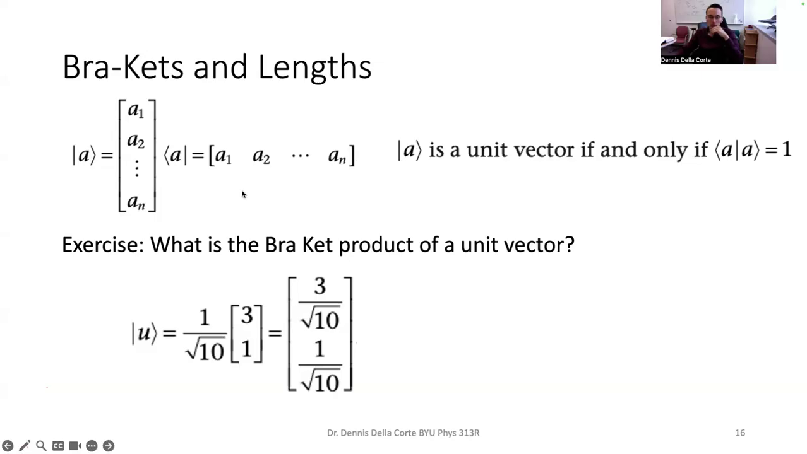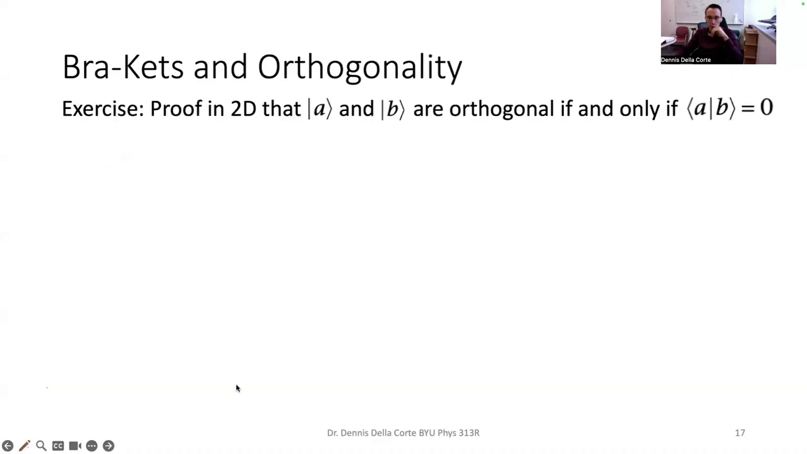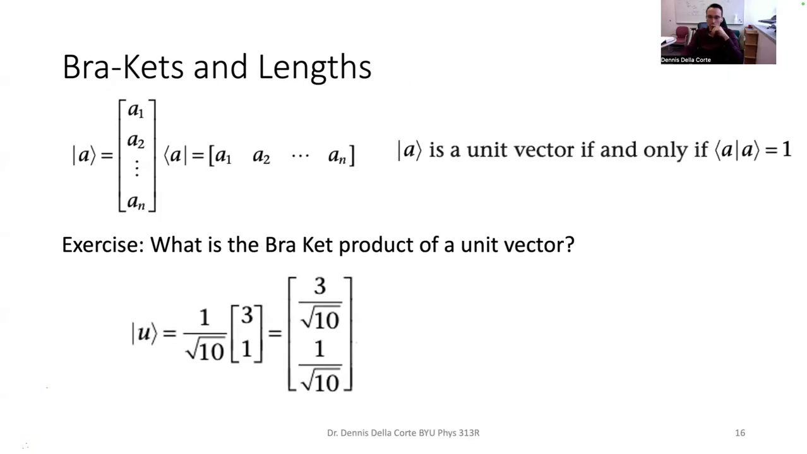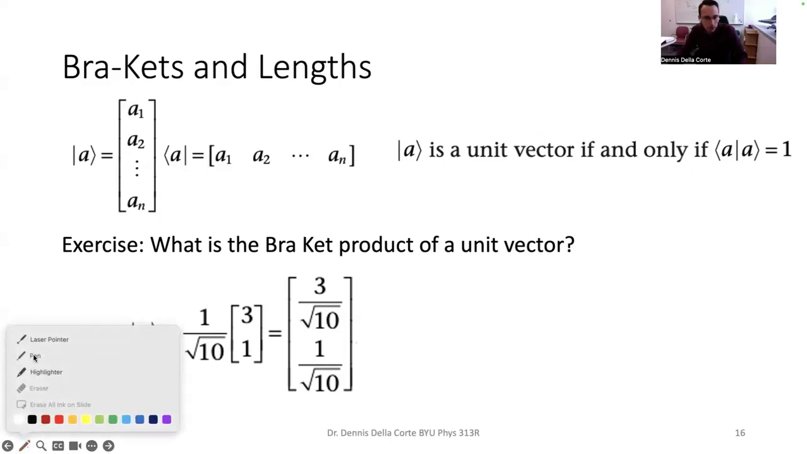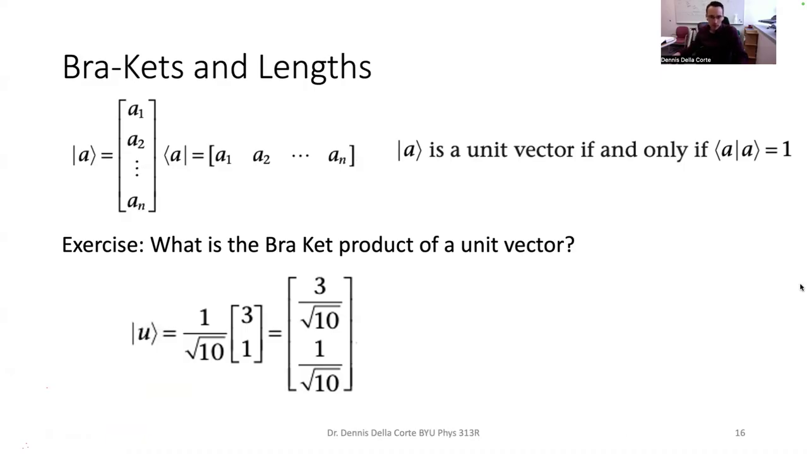One thing that we recall is a vector is only a unit vector if the bracket product is going to be 1. Why is that? Well, we're going to find that. Do we find it or do we assume it? Let's think about this. We want to show it. Let's think about it for a second. Let's just do the exercise. So what's the bracket product of this unit vector here?